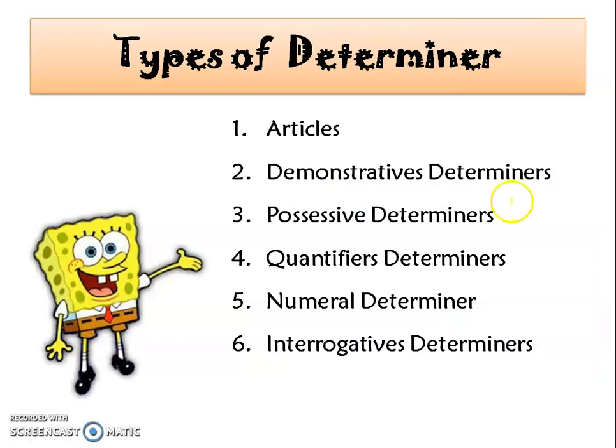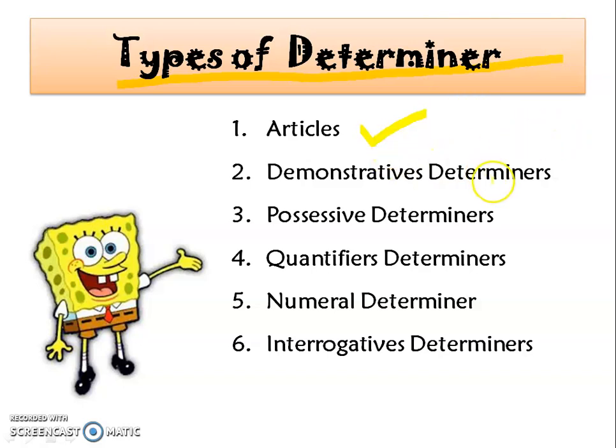Coming to the types of determiners. Now we will see what the types of determiners are. The first one is articles. Children, from very lower classes we are learning articles. You must be knowing what articles are: a, an, and the, right?